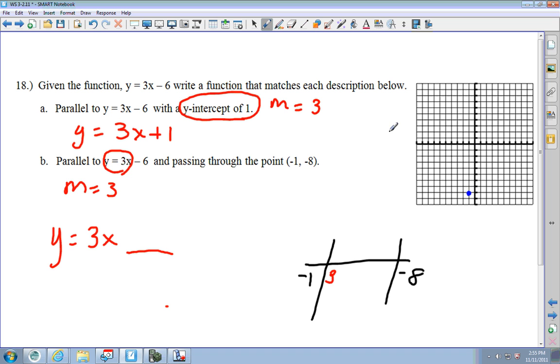and work my y-intercept. My y-intercept is 3 over 1. Up 1, 2, 3 over 1. There's my y-intercept, which is 0, 5. So I would have plus 5 here.